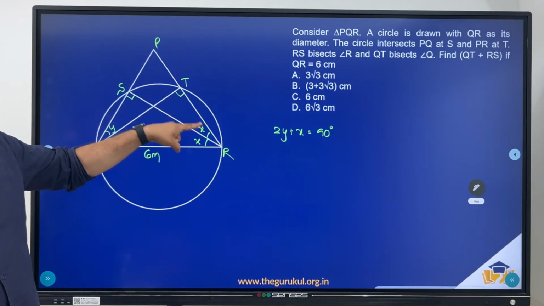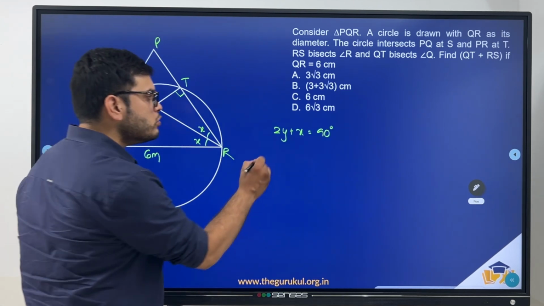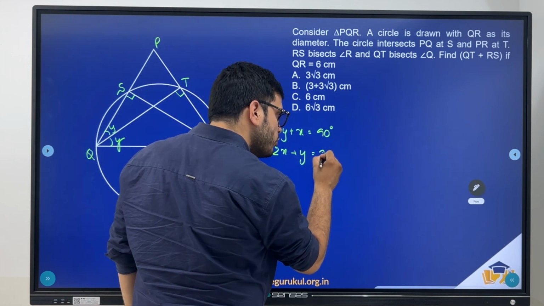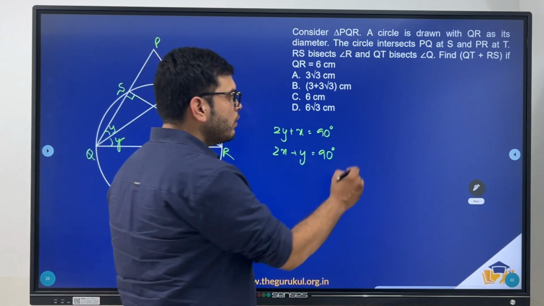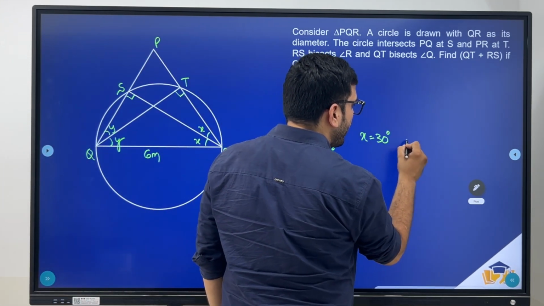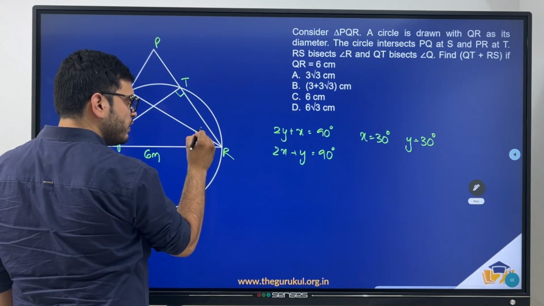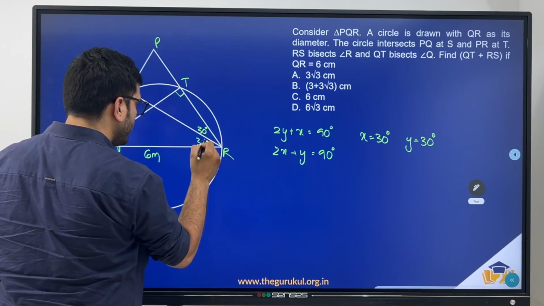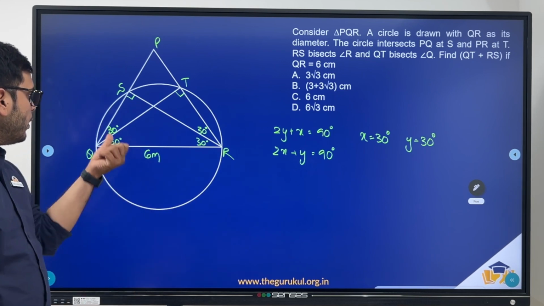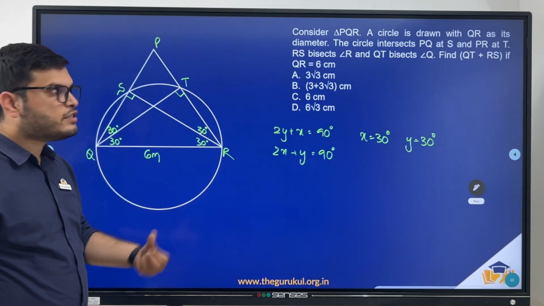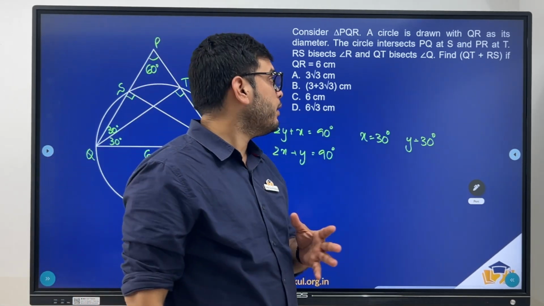If I consider triangle QTR, we have 90 here, and we have 2x plus y. So 2x plus y should also be 90 degrees. Now when you solve these two equations, we can clearly see that the value of x should be 30 degrees and y should be 30 degrees, right? So let me replace x with 30 degrees. This is 30 degrees, 30 degrees, 30 degrees, right? Now if angle Q is 60, angle R is 60, angle P should also be 60 degrees. So this is an equilateral triangle, right?